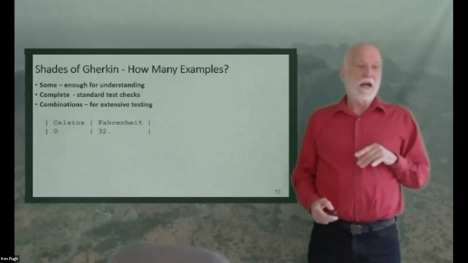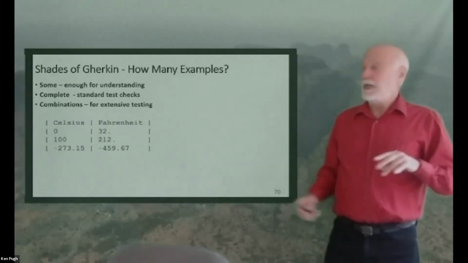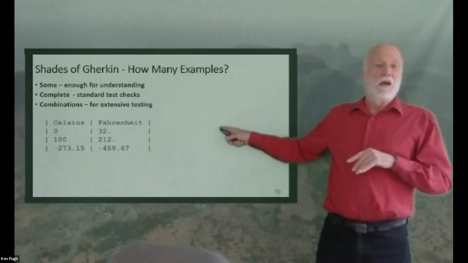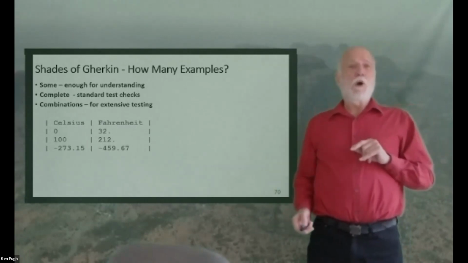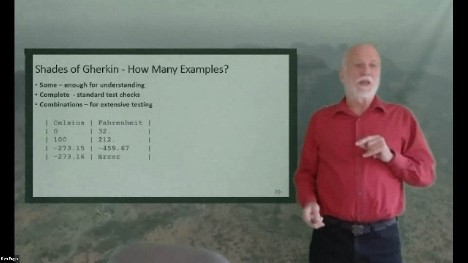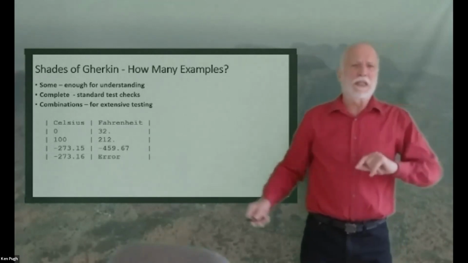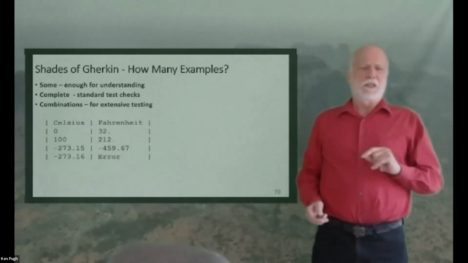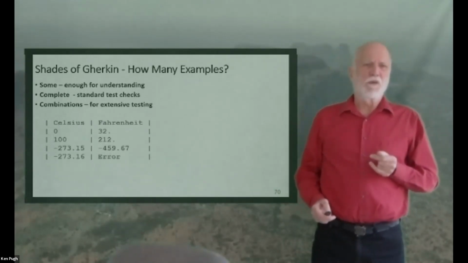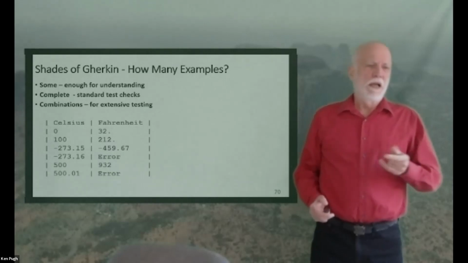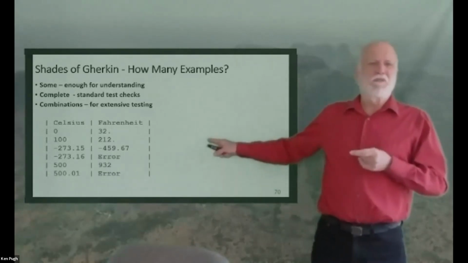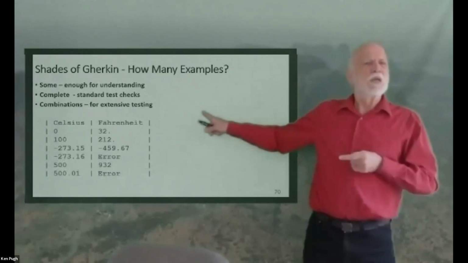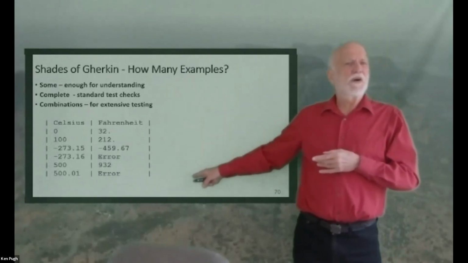So we've got our table there, Celsius, Fahrenheit. Yeah, we want to make sure that the formula is correct. Yeah, we want to make sure that our precision is correct. Yeah, we want to make sure that our minimum is noted as an error, and so forth. And if we had a maximum of 500, we do something like that. So now we have enough for understanding.